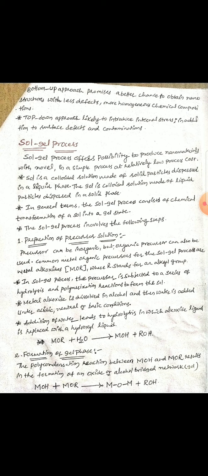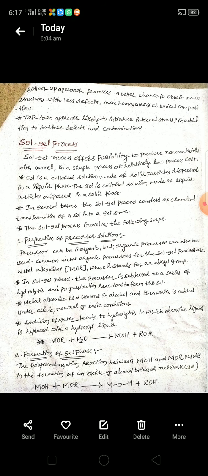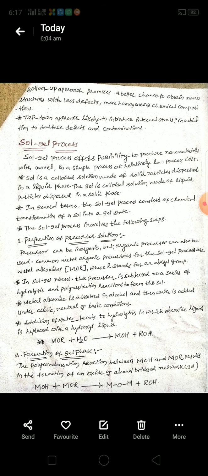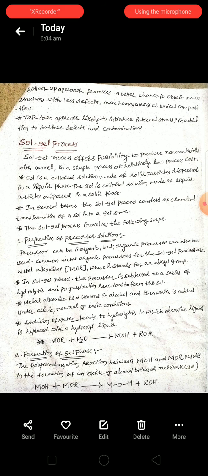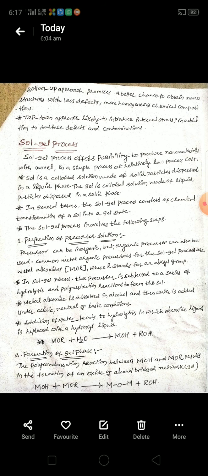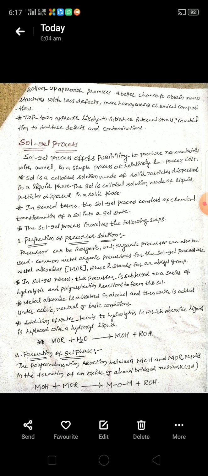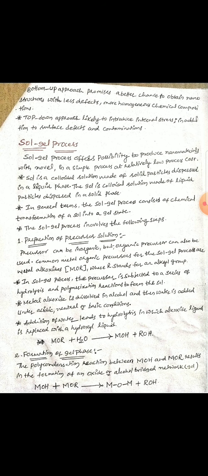Before we discuss the sol-gel process, we must know what is meant by sol or gel. You have already studied the colloidal chapter, regarding colloids, in the lower classes. These are the colloidal particles. The sol and gels are the colloidal particles.